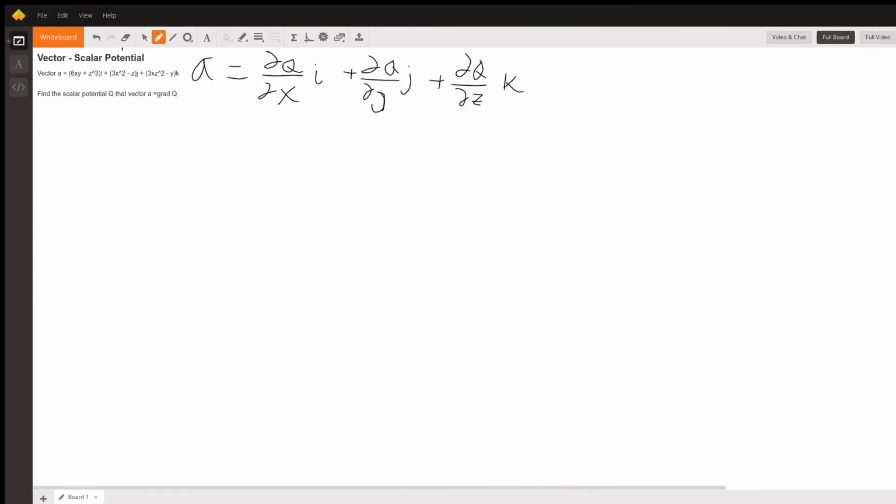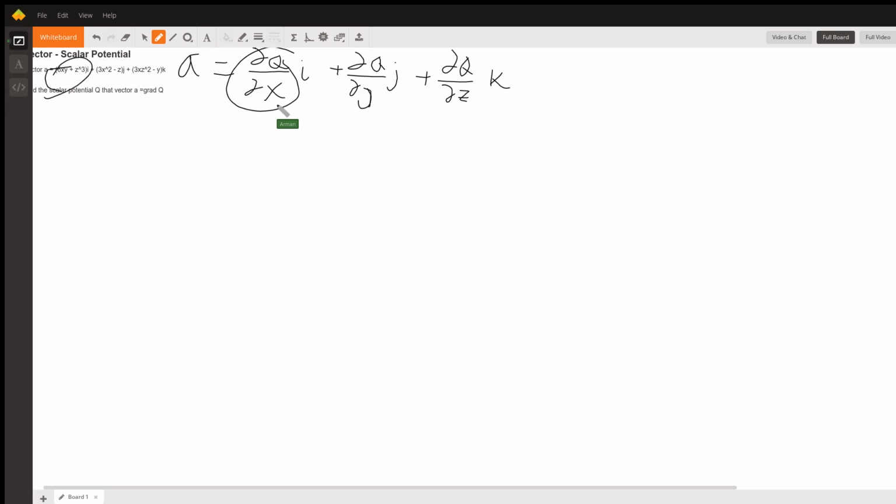All right, so we know that if q is a potential function for a, then the partial of q with respect to x is the i component, partial with respect to y is the j component, and partial with respect to z is the k component. Because the gradient of q is equal to a. So we know this partial of q with respect to x is equal to the i component, so we can just integrate that with respect to x.